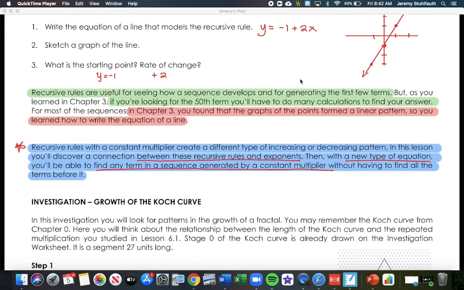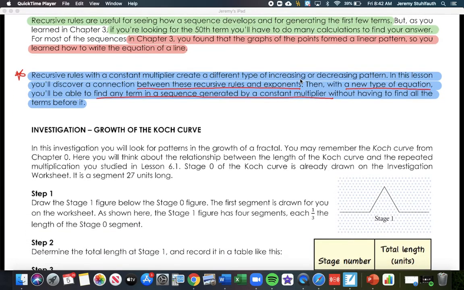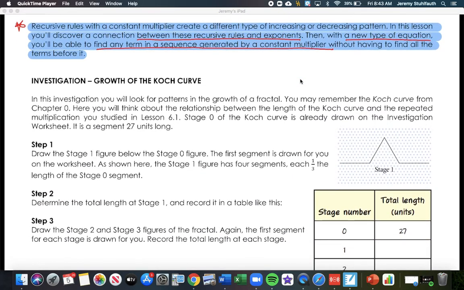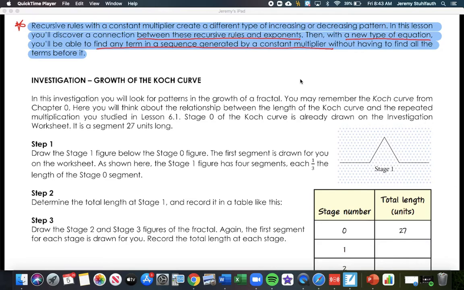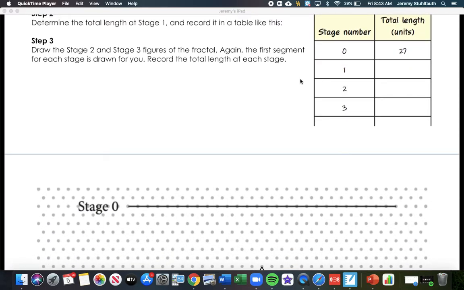In order to do this, we're going to take a look at what's called the Koch curve. We did not do this investigation in chapter 0. We skipped over that chapter, so this will be a little bit new. What you need to understand is that the stage 0 figure, which we have drawn for you below, is a line segment that is 27 units long. So stage 0 is just this line right here. It's 27 units long.